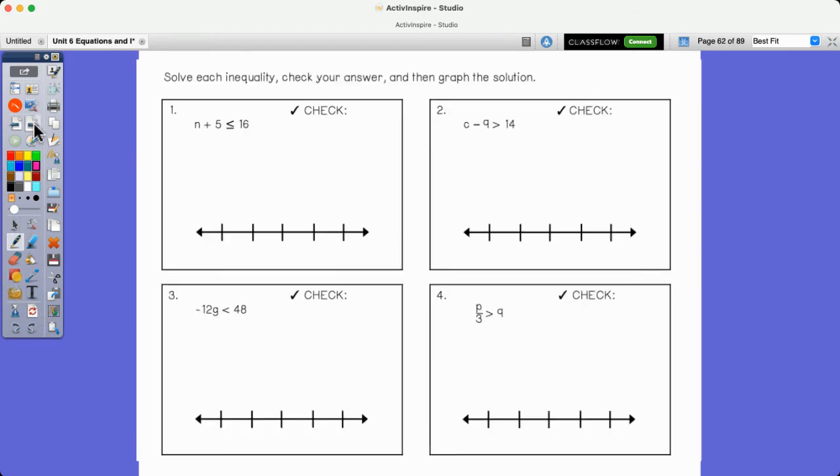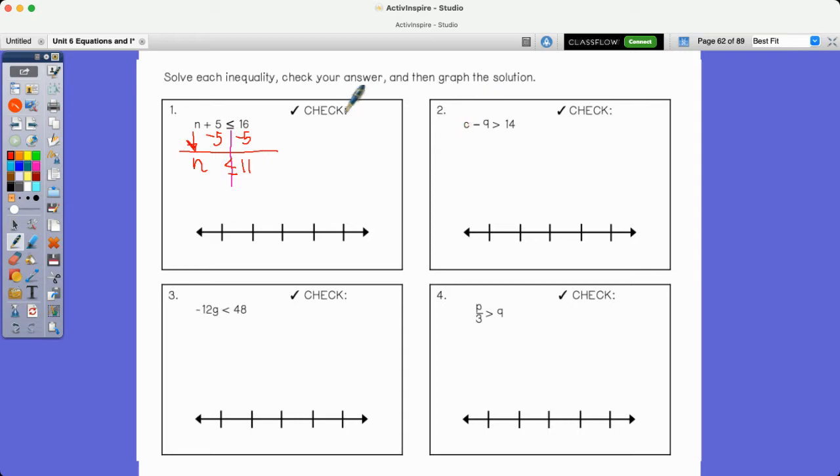Okay, so we're going to solve these inequalities just like we do equations. We're going to draw our line and look at this problem. What is the opposite of plus 5? The answer is minus 5. So I'm going to subtract 5 from both sides. I'm going to bring down my variable and write my inequality symbol, less than or equal to, and 16 minus 5 is 11.